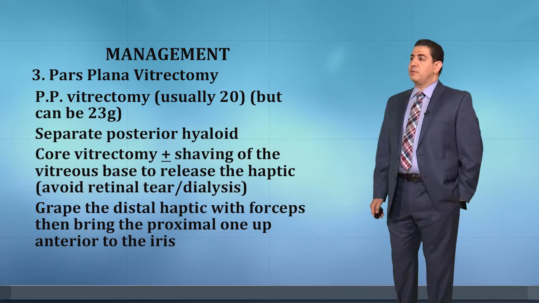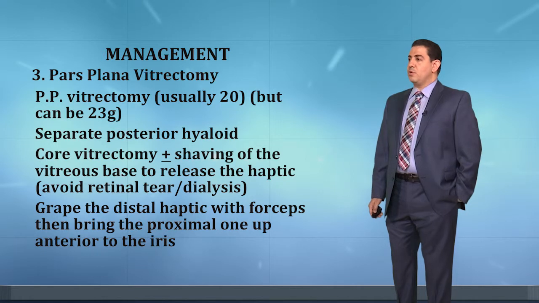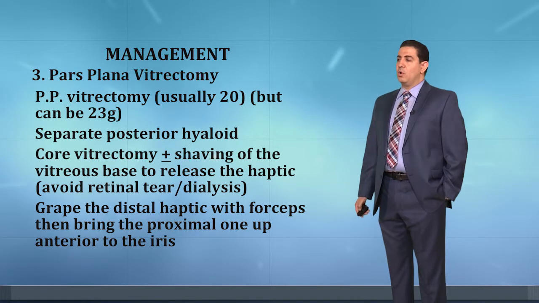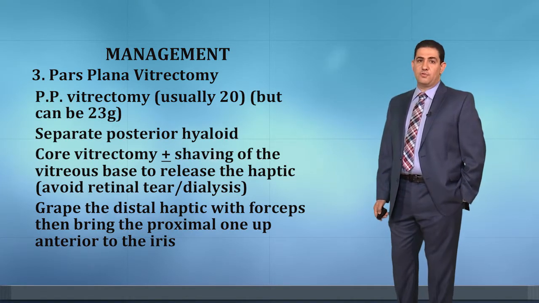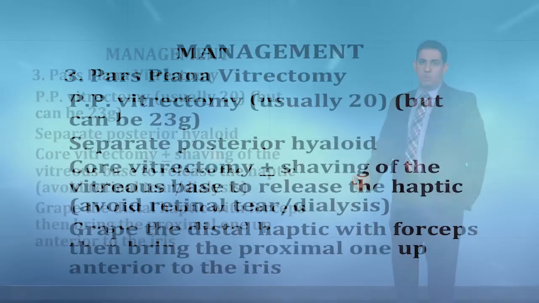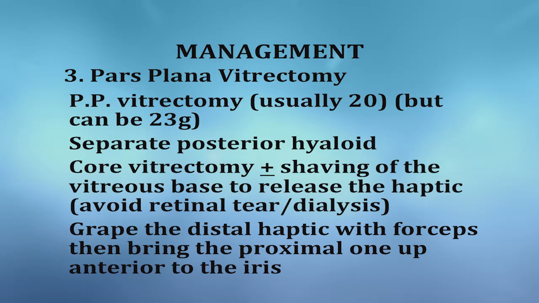The third line of treatment is pars plana vitrectomy. It is usually 20 gauge for these cases because of the instrumentation. You can hold the lens well, because 23 gauge and 25 gauge instruments are very delicate, and holding the lens is slightly more difficult than with 20, but it can be 23. First of all, we separate the posterior hyaloid, then do core vitrectomy plus shaving of the vitreous base if the lens or haptic is stuck there, to release the haptic, always being careful to avoid retinal tear and retinal dialysis.